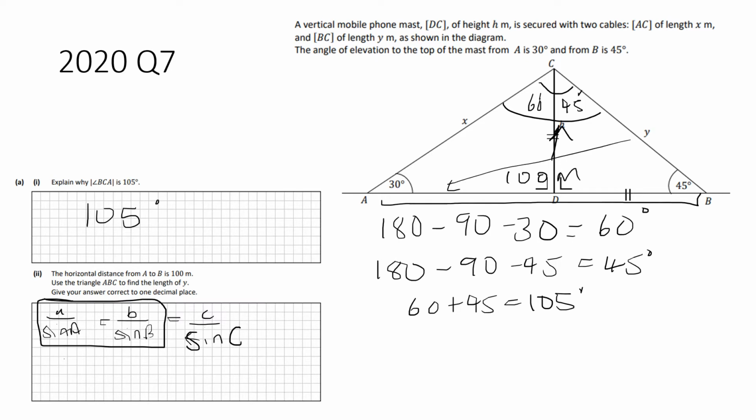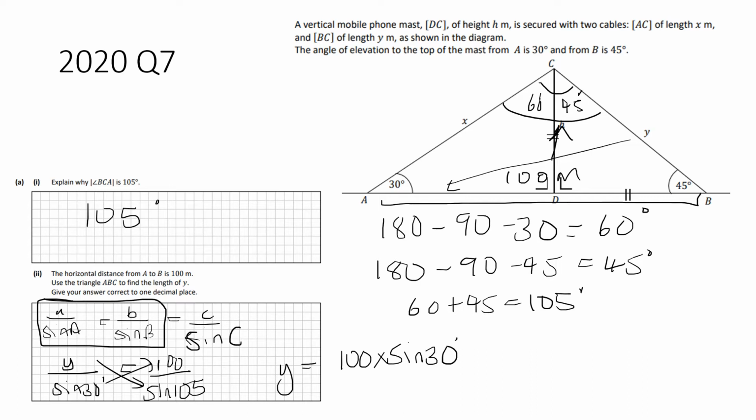So we're looking for y, so that's going to go over sin 30, because that's opposite it. And then we have our 100 meters from A to B, and you put that over the sin of 105 degrees. Then you just cross multiply. So y is equal to 100 times sin 30 over sin 105. Put that into your calculator, and correct to one decimal place it's 51.8 meters. And that is 10 marks.